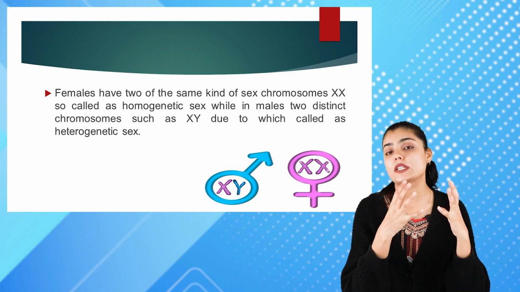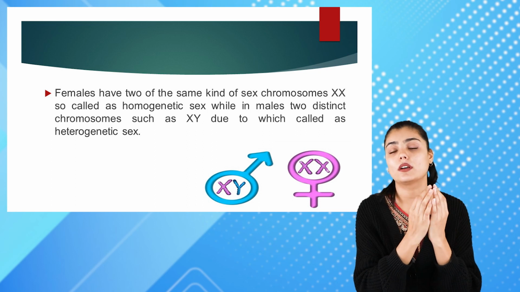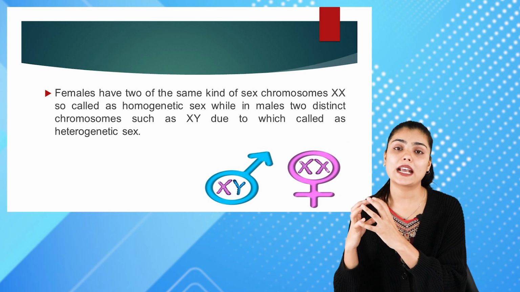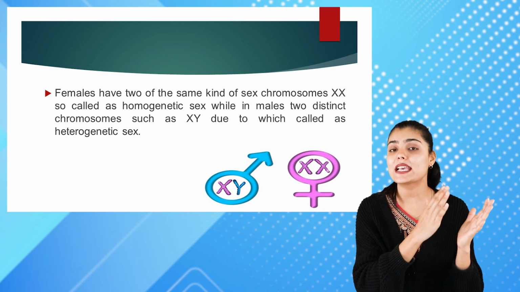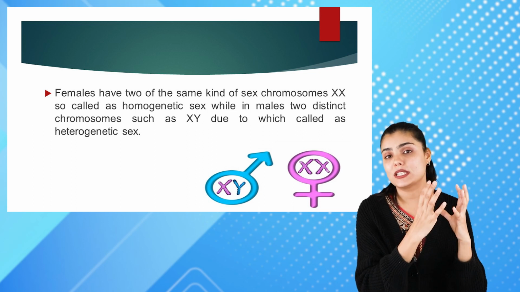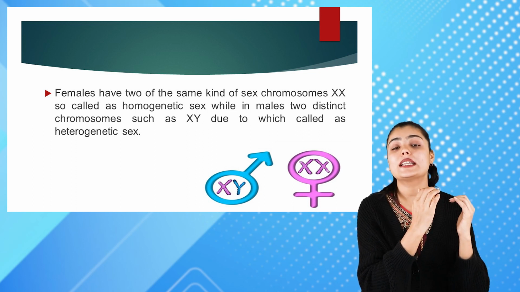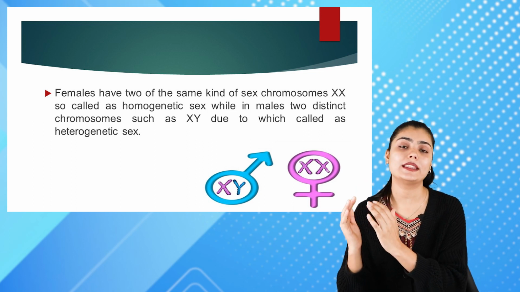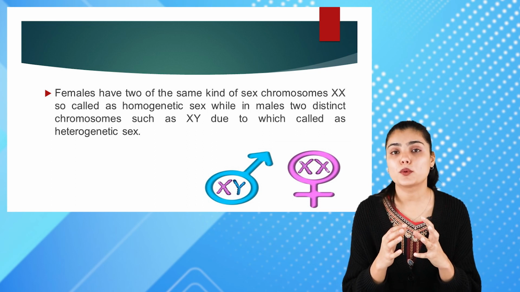We already know what is homogeneous and what is heterogeneous. The same kind or the same type is called homogeneous, whereas if there are different kinds, then it is called heterogeneous. In female we have X and X chromosome, which are similar to one another, exactly the same. So we call it homogametic sex, whereas in male we have X and Y, therefore we call it heterogametic sex. I hope you've understood about chromosomes so far.